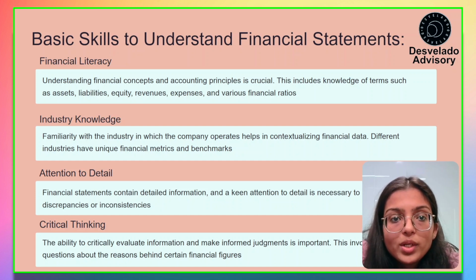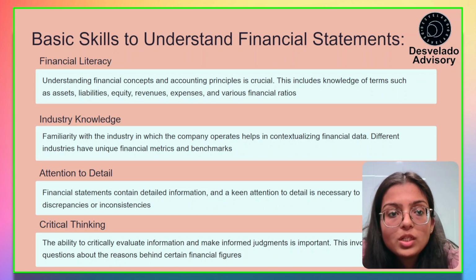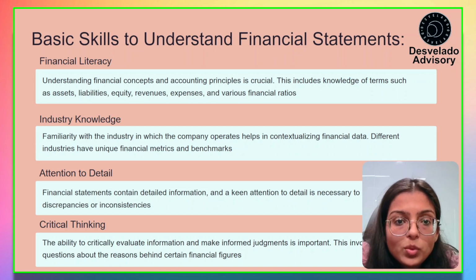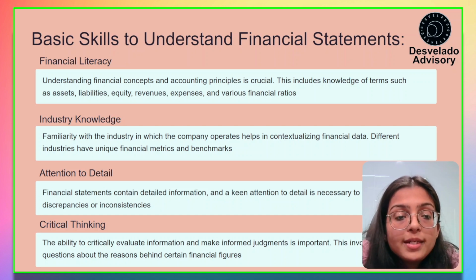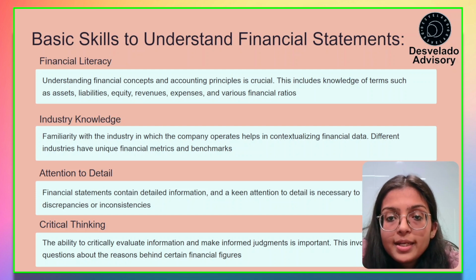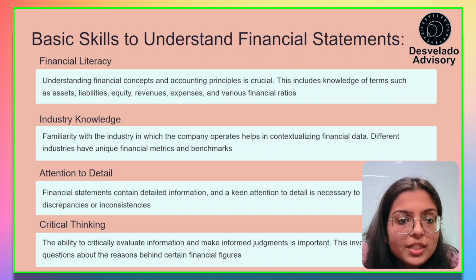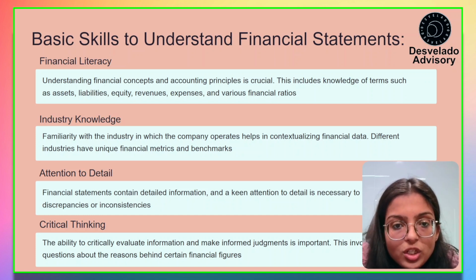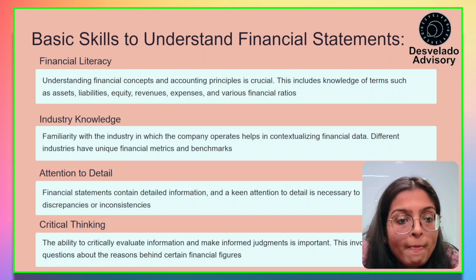Now, what are the basic skills that one needs to understand financial statements? Majorly, one should have financial literacy, which means that they should know the financial concepts and accounting principles, which includes terms such as assets, liabilities, equity, revenues, and various financial ratios. People should know the meaning of these terms. Then industry knowledge. Whenever someone is going to analyze a company, they should have knowledge of the industry in which the company operates, and that will help them in contextualizing or analyzing financial data. Different industries have unique financial metrics and benchmarks which one must be aware of.